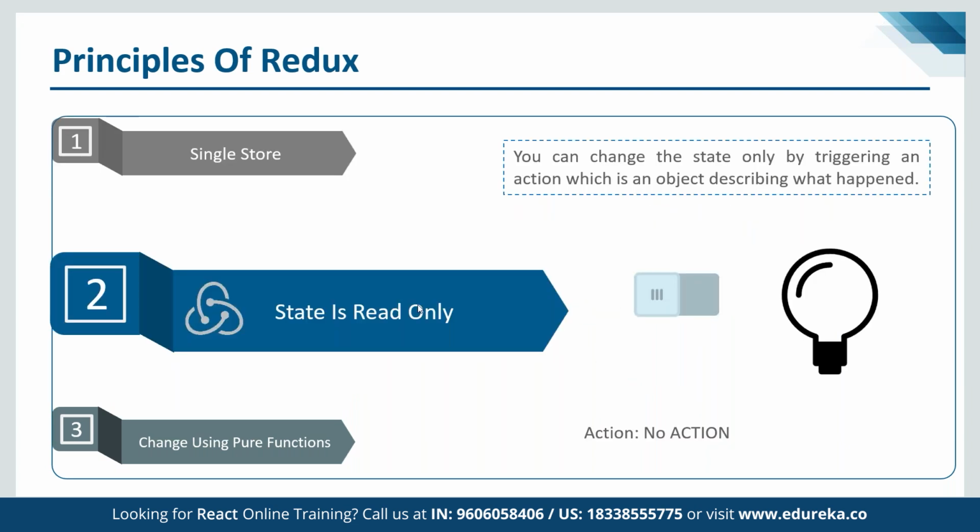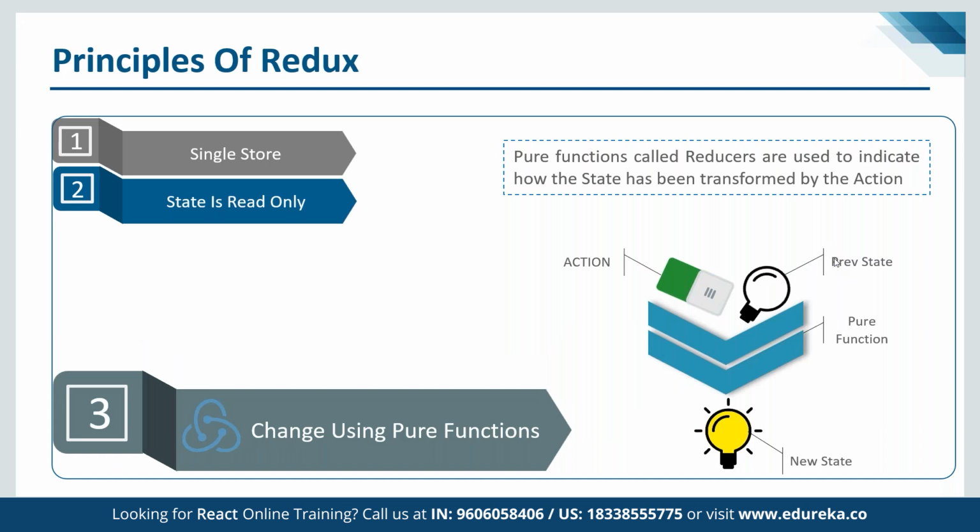And then we have state is read-only. The only way to change the state is to trigger an action. An action is a plain JS object describing the change. Just like the state is a minimal representation of data, the action is also a minimal representation of the change to that data. An action must have a type property, which is conventionally a string constant. And all the changes are centralized and occur one by one in a strict order. Depending upon the state, we can change it.